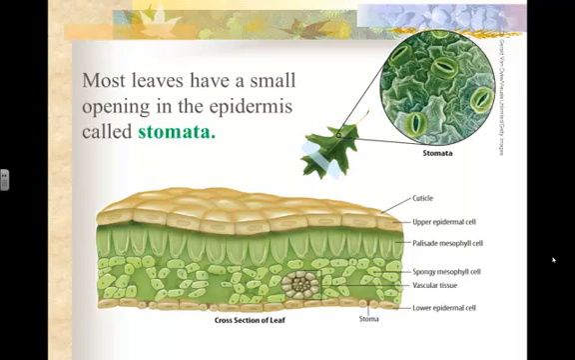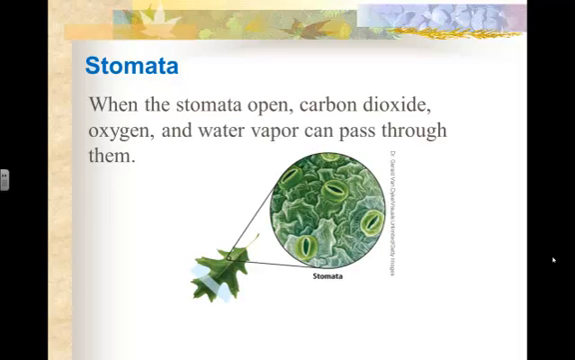Most leaves, here's a good example showing you the stomata. They're surrounded by two structures that are called guard cells, and that is what is opening and closing them. When the stomata are open, the carbon dioxide and oxygen and water vapor can pass through, in or out, whichever the case may be.